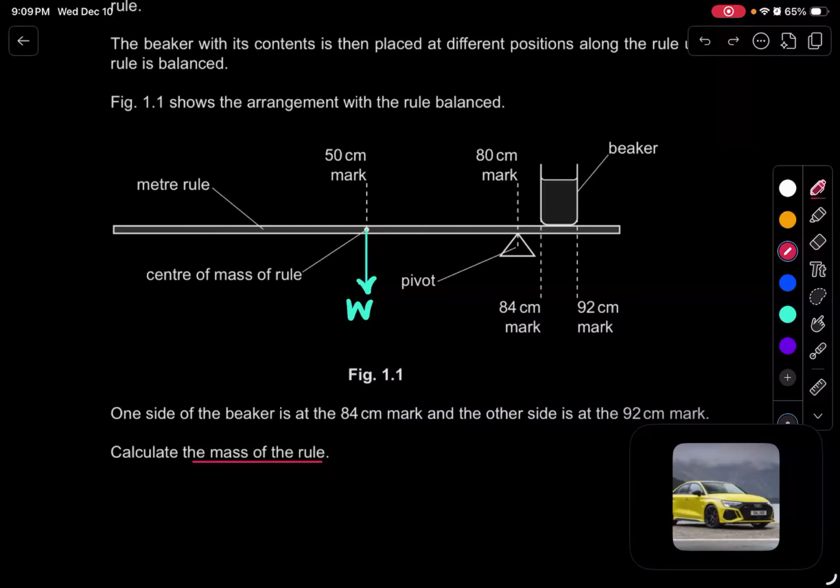If this is the pivot, then you only have two forces. On the pivot, you have the weight of the ruler, which is going to make the ruler turn anti-clockwise. But you've got a beaker that is balancing it. The beaker has a center of mass in the center as well, with a weight equal to, let's just call it F, and the beaker is going to turn your ruler clockwise. So if the ruler is in equilibrium, the moment due to the beaker should equal the moment due to the ruler.